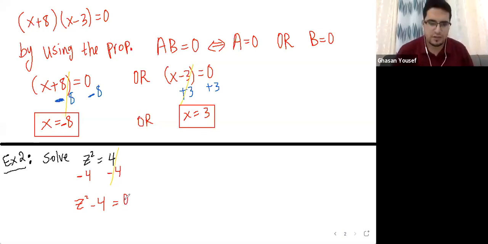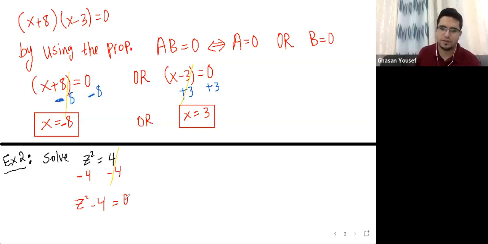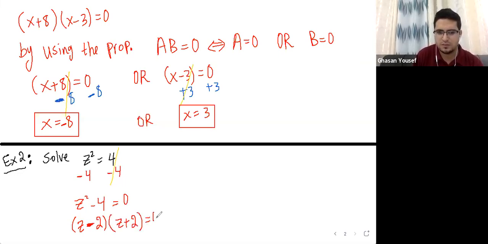Now, how can I factor this equation? Yes, this is correct. Z plus 2, z minus 2. This is called the difference of squares. So I have to factor this one using the idea of the difference of squares. So the difference of squares for this one is z minus 2 times z plus 2 equals 0.